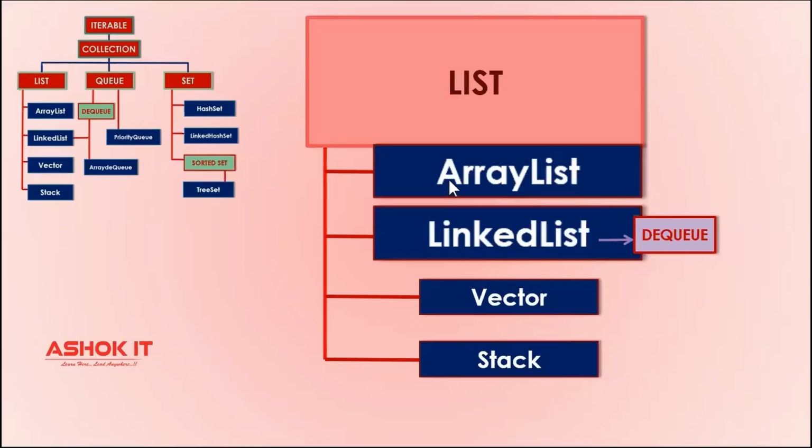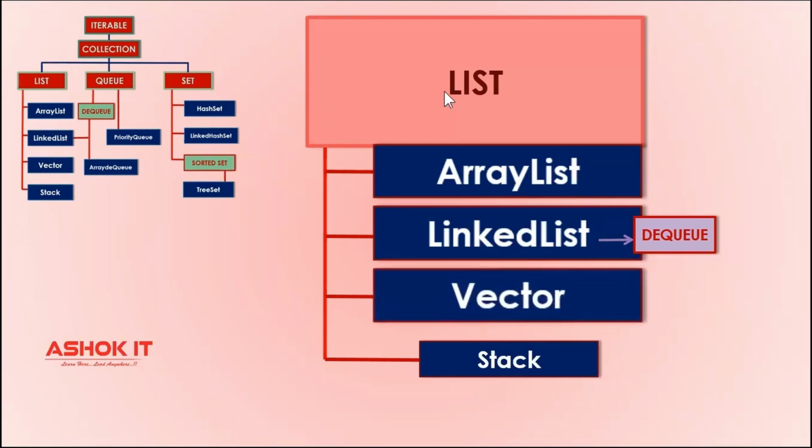So we have seen ArrayList and LinkedList classes, which implement the List interface. LinkedList also implements the Deque interface, so it contains the features of a queue, and it also contains the features of a list as it implements List. Next, we will be seeing the Vector class, which is implementing the List interface.